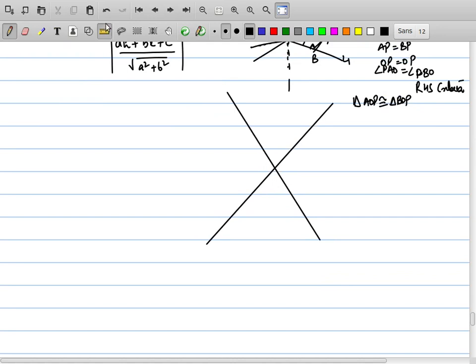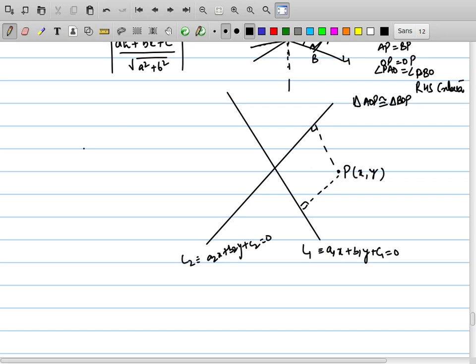These are our two lines, L1: a1x + b1y + c1 = 0, and let's say this is L2: a2x + b2y + c2 = 0. Now we are interested in finding the locus of points which are equidistant from these two lines. Therefore these perpendicular distances are equal. Let this point be (x, y).